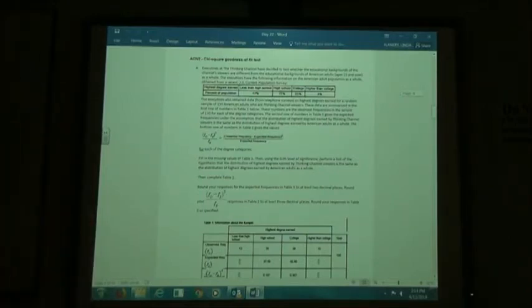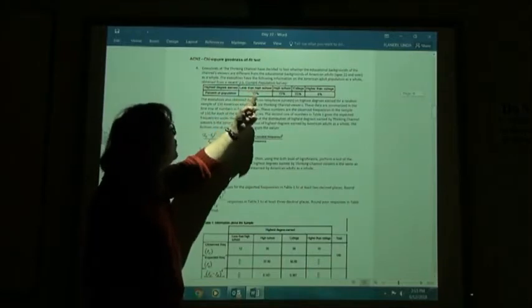Okay, 4, 5, and 6 are going to be chi-squared goodness of fit tests. It says, executives at the Thinking Channel have decided to test whether the educational backgrounds of the channel's viewers are different from the educational backgrounds of American adults ages 25 and over, as a whole. The executives have the following information on the American adult population as a whole, obtained from a recent U.S. current population survey. The highest degree earned, if they had less than a high school education, 12%.